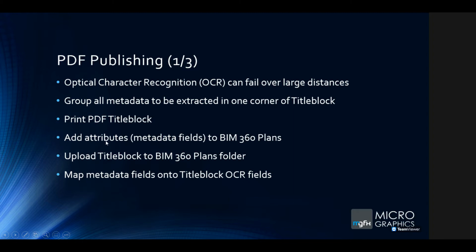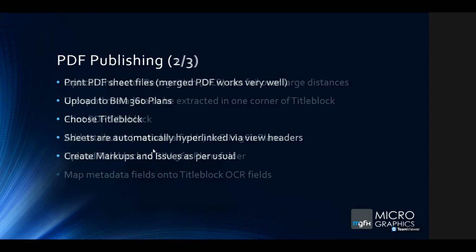Print the PDF title block, that's the typical thing that we start doing. We add attributes to BIM 360 plans, we upload the title block, and then we map the metadata onto the title block OCR field. So we'll see that shortly in the video. It will all become clear.